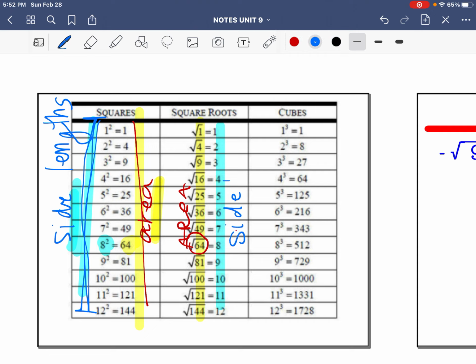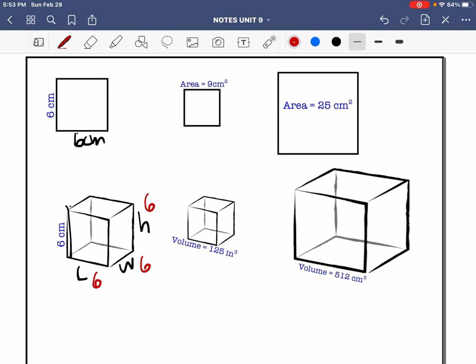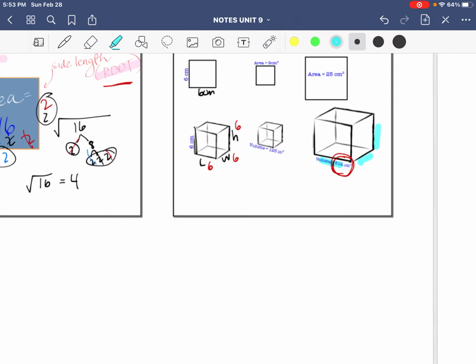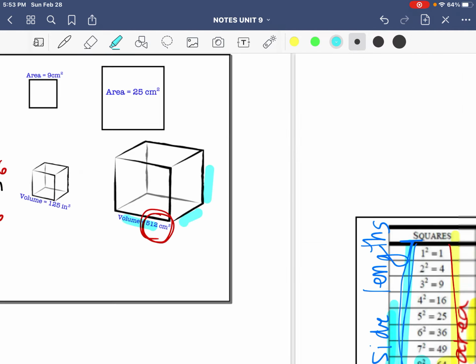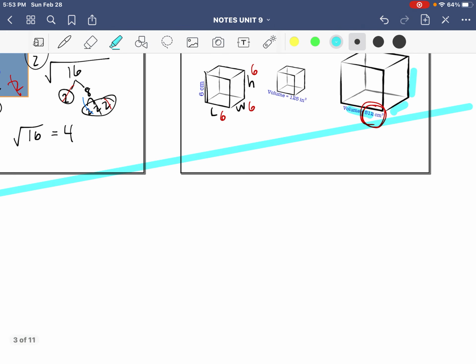Now, what that comes in handy for is when we are doing problems like the one we were just looking at right here. If we have a volume of 512 and we need to know what our side lengths are, length times width times height, then we can look over at our cheat sheet that we just had.